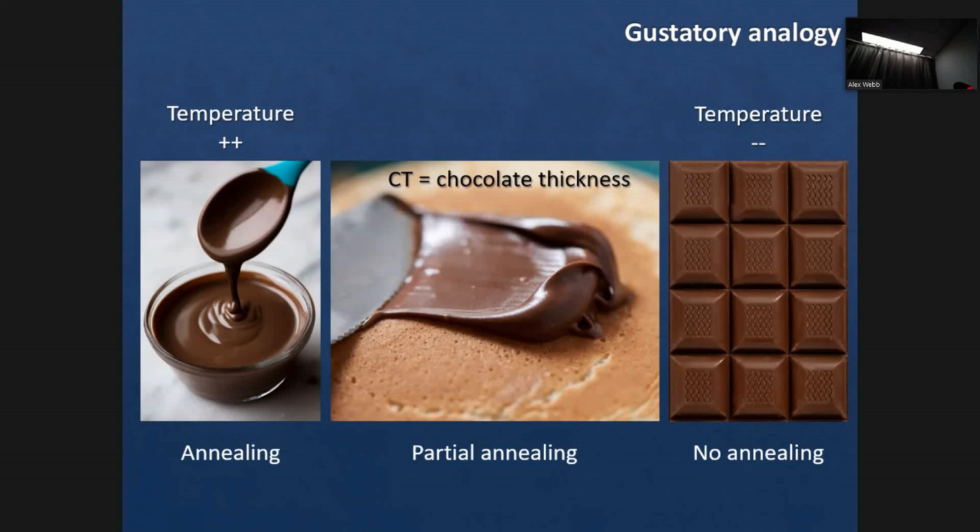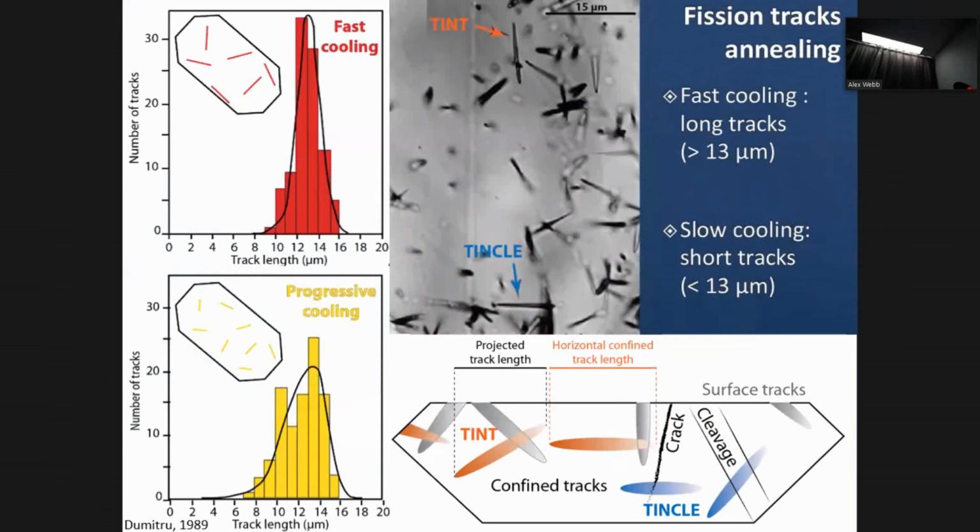If it's too hot, you create the tracks and the tracks are instantly annealed. If it's hot, but not that much, this is what we call the partial annealing zone. You made a mark in your apatite and the apatite anneals very slowly through time. And if the system is very cold, you just make marks and then nothing happens to the fission tracks. So based on that, it's easy to know if you have slow or fast cooling, because if you have fast cooling, you have no annealing, since you don't leave enough time for the fission tracks to be annealed.